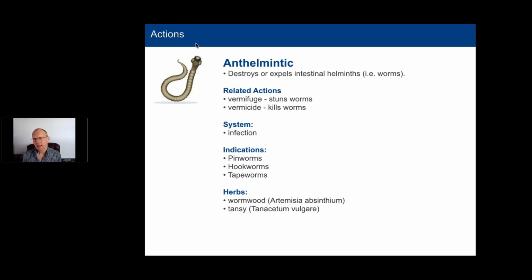Some related actions to this are vermifuge and vermicidal herbs. A vermifuge just stuns a worm. It doesn't actually kill it, it just knocks it out so it gets flushed through the system. And then a vermicide is a type of anthelmintic herb that actually kills it. Now, many of these herbs that target worms can be quite toxic to humans as well and need to be used responsibly.